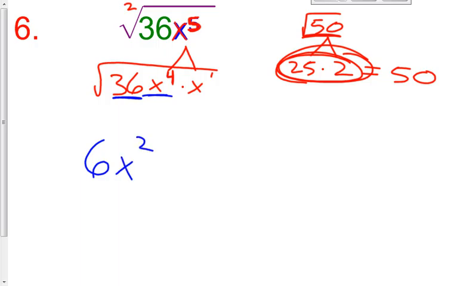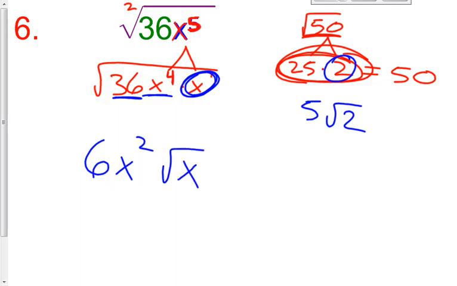I cannot take the square root of x to the 1st. So in the same way, I cannot take the square root of 2, I leave it underneath the radical. Because I cannot take the square root of x to the 1st, I just leave it underneath the radical. So my answer is 6x squared times the square root of x.